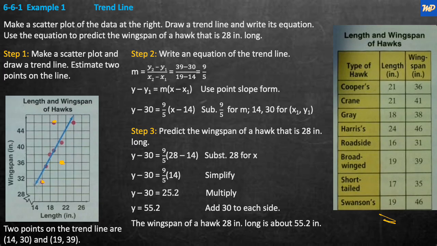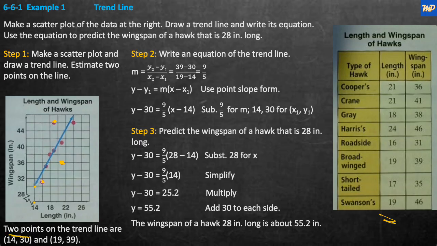We estimated in this sheet here 14, this point here, and we said 14 and 30. We said that that's a point on the trend line. Okay, so that's good. So now that's one of them, 14 and 30. In fact, here it is as you look below. 14 and 30 is one.